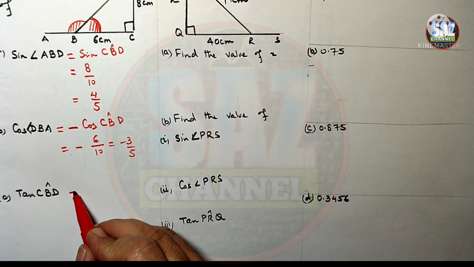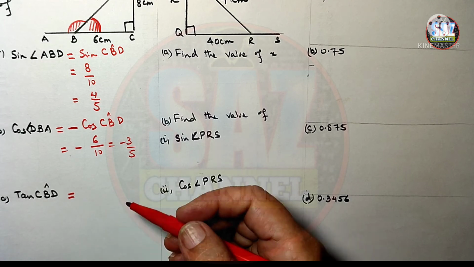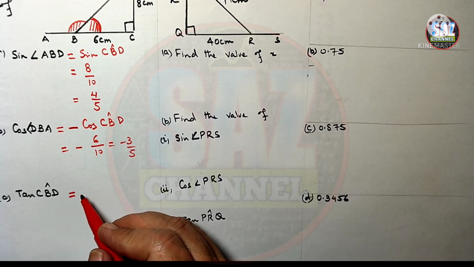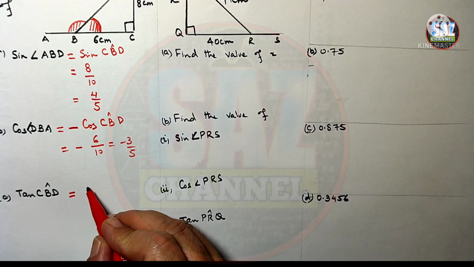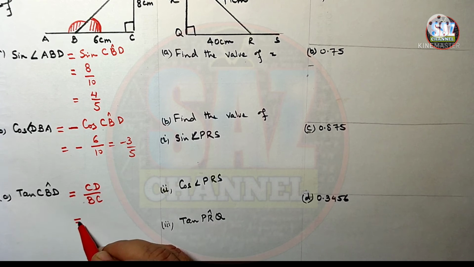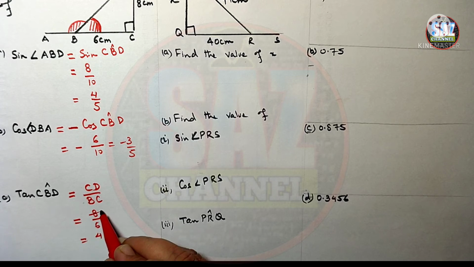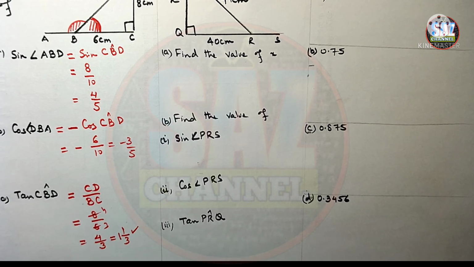And coming to the third situation, the tangent of CBD. In this part we are just required to find the tangent of the acute angle. So tangent CBD will be equal to opposite upon adjacent, that is CD upon BC. CD is 8 by 6 or 4 by 3, two 4s are 8 and two 3s are 6, so 4 by 3, which is equal to 1 whole 1 by 3. I hope you are clear about this question, and let's move to the next question.